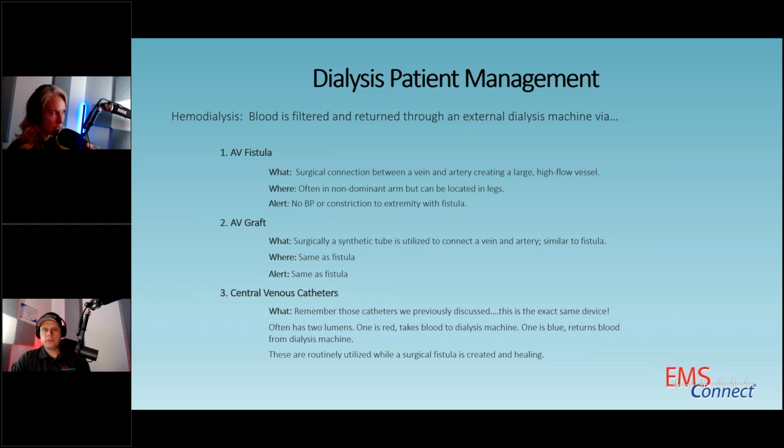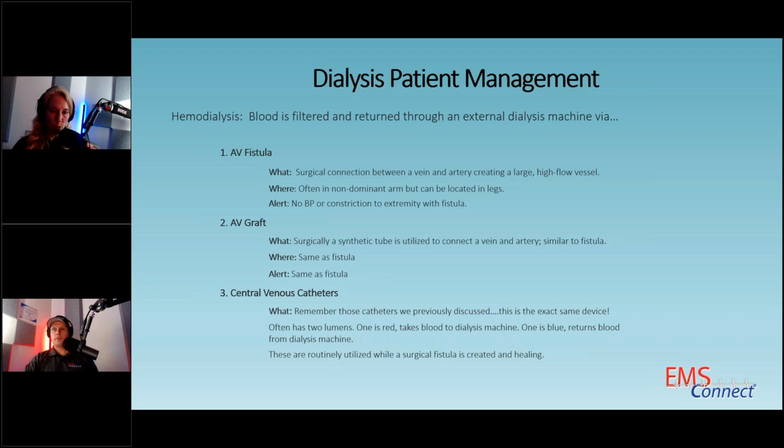Your AV fistula is a surgical connection of an artery and a vein that creates that big, beautiful bulging vein. An AV graft is a synthetic tube that connects an artery and a vein, and it is just about the same as a fistula. What this does is give the dialysis nurse great, easy access every single time, because I have never encountered a dialysis patient that has good veins. It's just not a common thing at all.